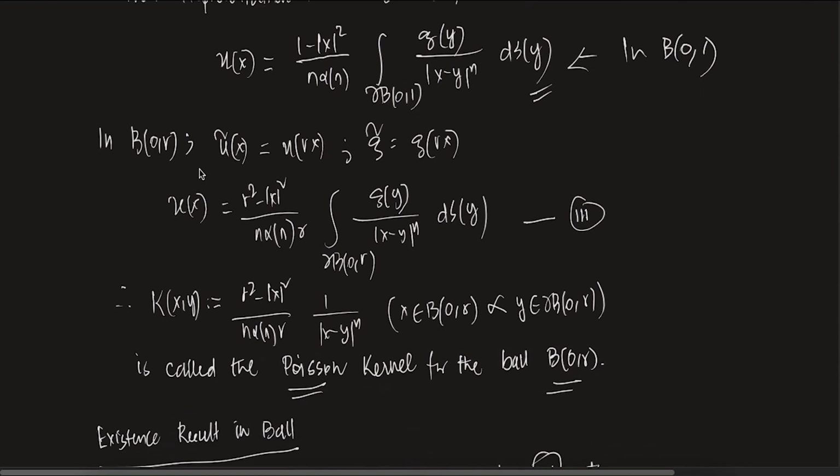On B(0,R) you can just scale the domain and the functions appropriately, and you get a solution like this. Please remember, this is important. This is called a Poisson kernel. This kernel is called Poisson. See, g, nothing special is there. g is given to you and we just incorporated g. This is important, and this is called a Poisson kernel.